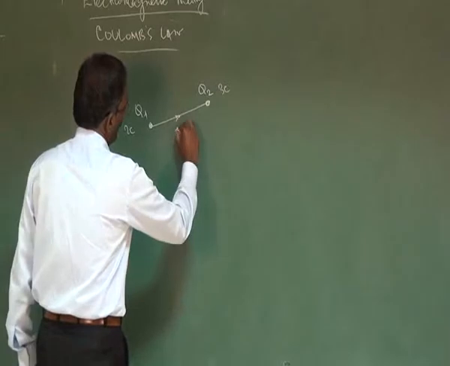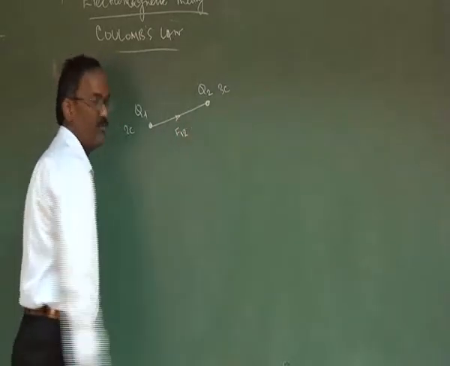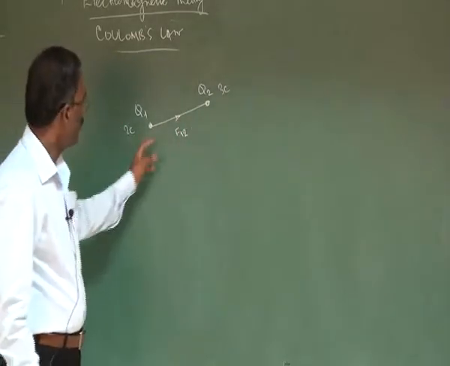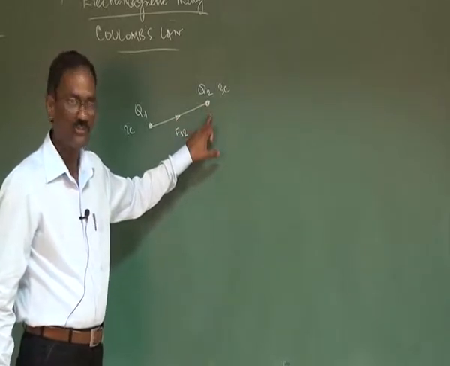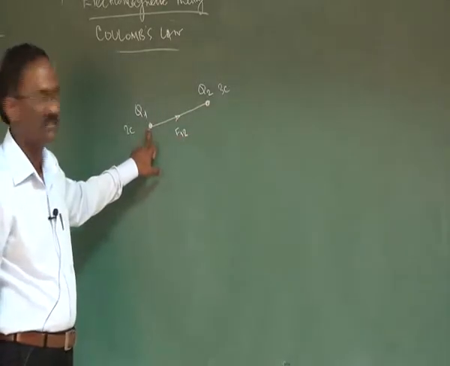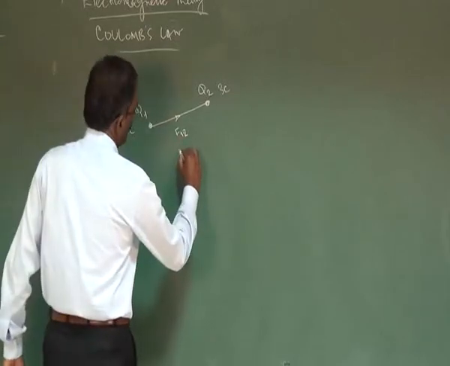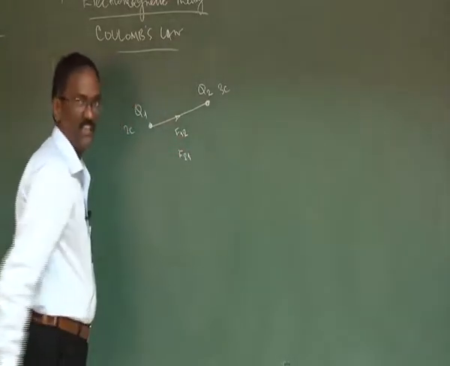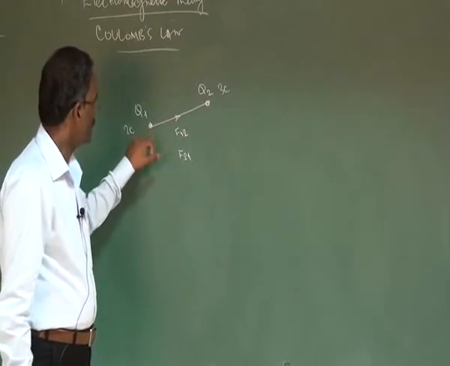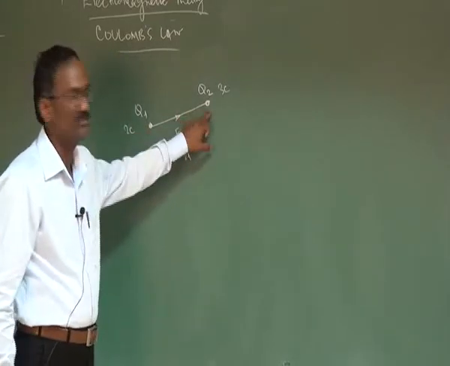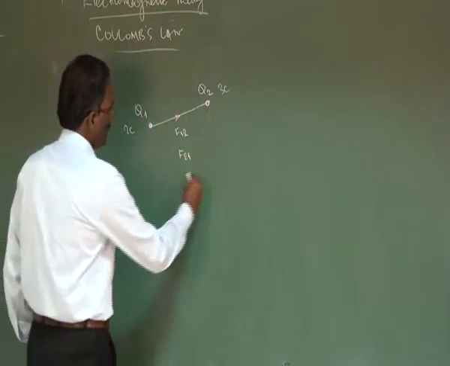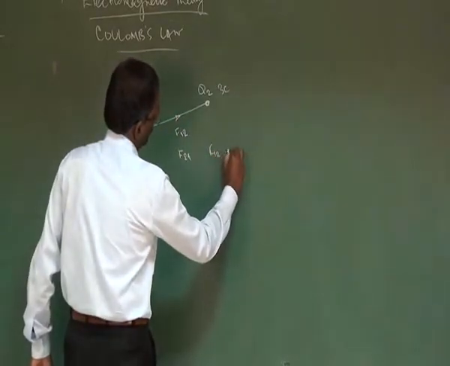I will call this force as F12. It means force on point 2 due to point 1, if I use this suffix. Inversely, I can use this suffix also, F21. It means force on Q1 due to Q2. Obviously, F12 is equal to F21.